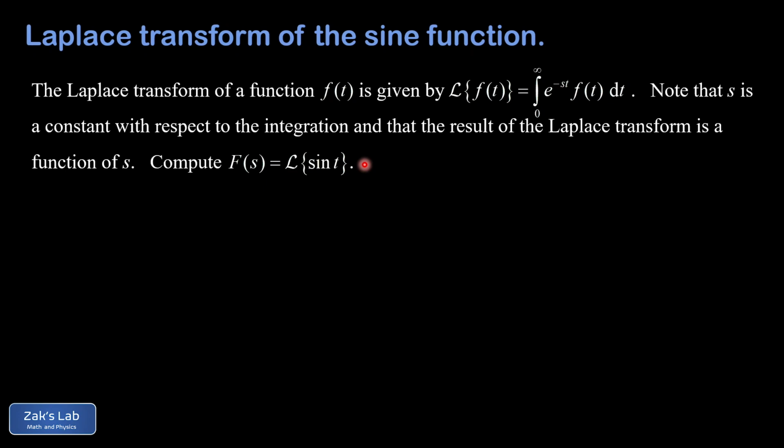Now, I noted in the instructions here that the result of a Laplace transform is just a function of s. So we do the t integration with s being a constant with respect to that integration. And at the end, we come out with a function of s. And sometimes we can call that capital F of s.